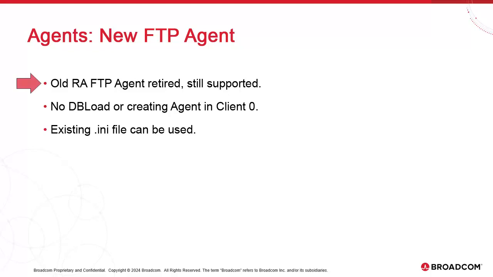We have retired the old Rapid Automation FTP Agent in favor of a new self-contained one. The old one is still supported and it'll be able to connect to AE, but this is not what ships in the install package. This new agent is deployed like any regular agent. It doesn't require any sort of DB load operation or changes to the database, nor does it need to be added to client 0, as was the case in the past. Both of these aspects should hopefully make the deployment of the agent faster and easier. If you have an existing INI file, it can still be used with a new agent.